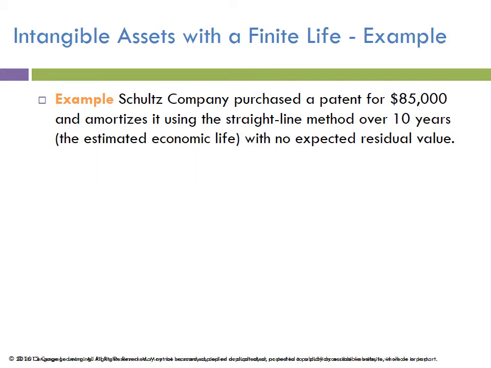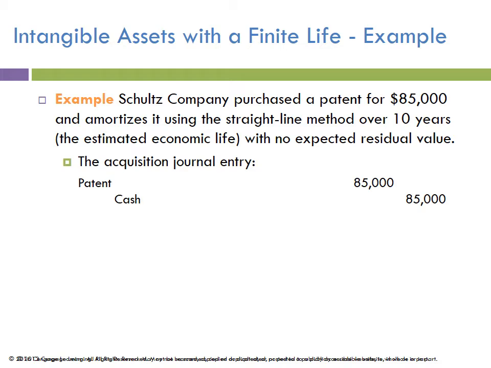Here's an example. Schultz Company purchased a patent for $85,000, amortizes it, expenses it using the straight line method over 10 years with no expected residual value. How do we expense it? Straight line. Take the $85,000 cost divided by 10 years. First, when you purchase it, they will debit patent, which is an intangible asset, credit cash.